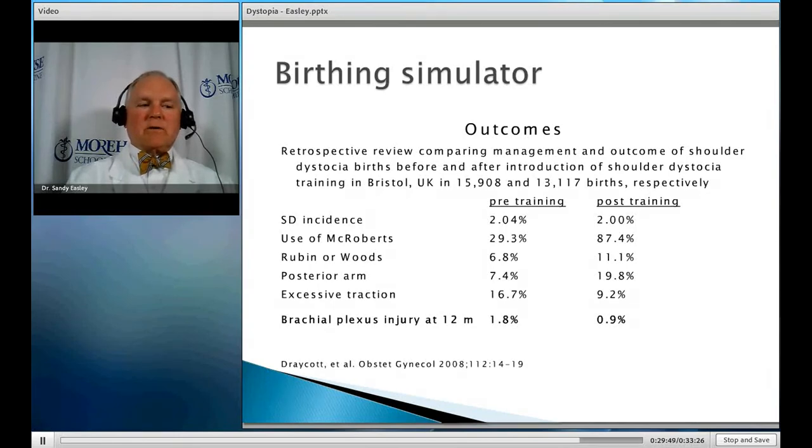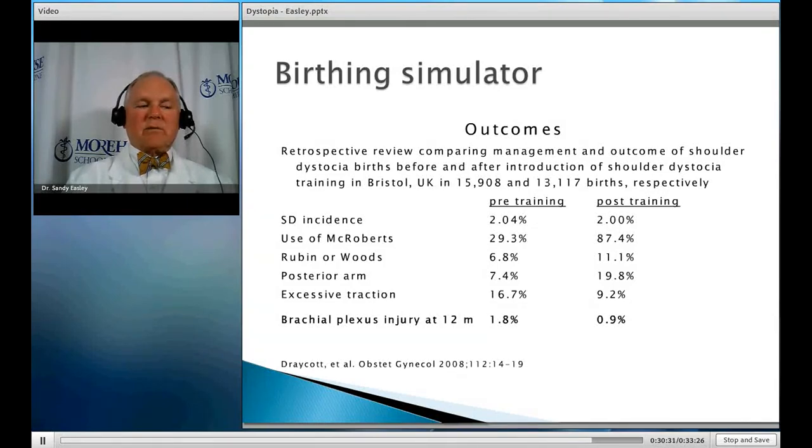This is shown in the study outlined on this slide done by Draycott, one of Croft's associates, and Croft, who conducted a retrospective review of shoulder dystocia management and neonatal outcomes at the Southmead Hospital in Bristol, UK, where they actually conducted the shoulder dystocia training with the prompt birthing simulator. They compared 2 4-year periods, one from 1996 through 1999 before the simulation training, and the other from 2001 to 2004 after the annual training began.